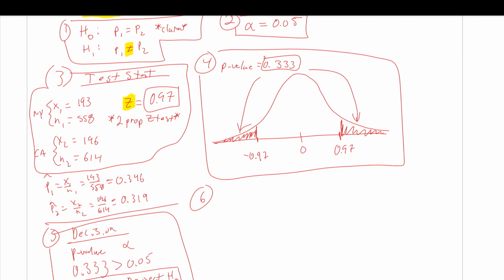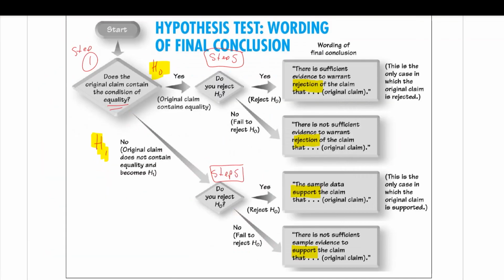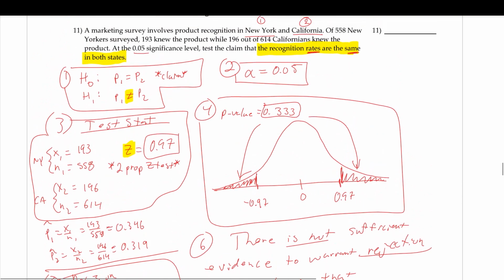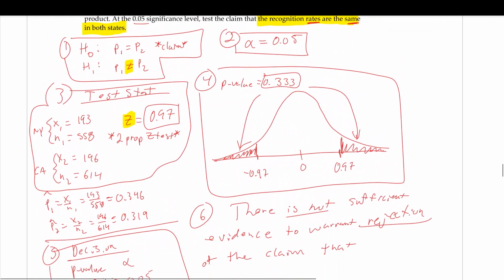Let's go to the flowchart so we can get the correct wording for that. What was the claim statement? That was in the null hypothesis. Did we reject the null hypothesis in step 5? No. So we say that there is not sufficient evidence to warrant rejection of the claim, and then we restate the original claim statement. What was the original claim statement? If we look at the highlighted sentence, it's that the recognition rates are the same in both states.